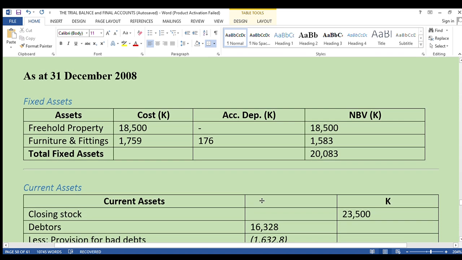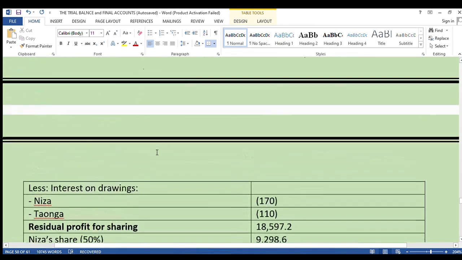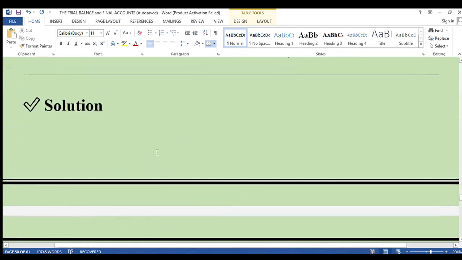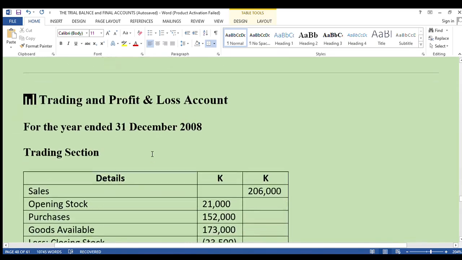Next, we go to current assets. So the current assets, we have the closing stock, right? Then we have debtors. Then from the debtors, we have to remove provision for bad debts, which is this, right? So debtors minus provision for bad debts. Wait, let me see. What was the percentage for provision for bad debts? So provision for bad debts is 10%, so it's okay.